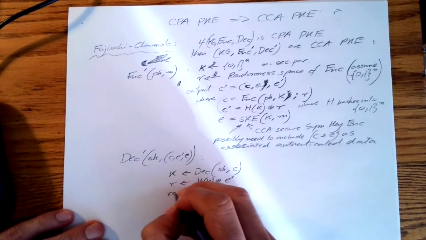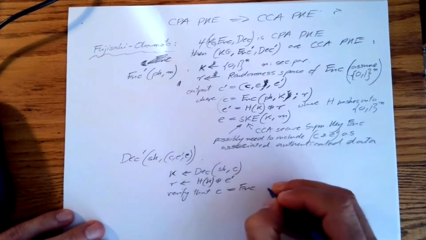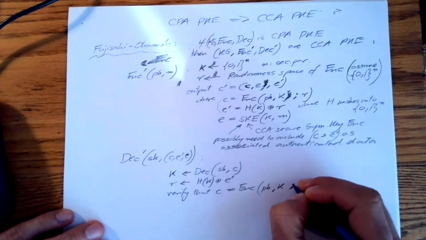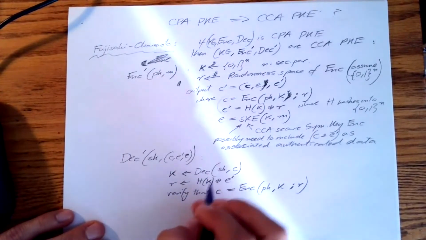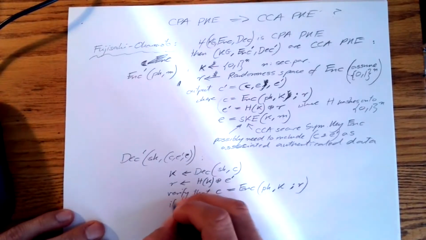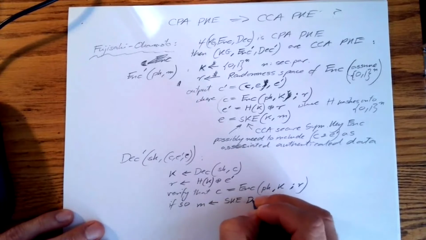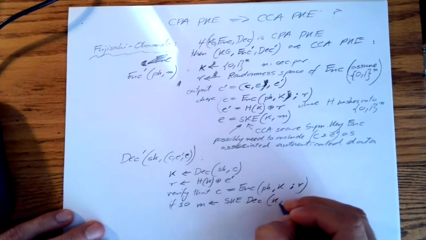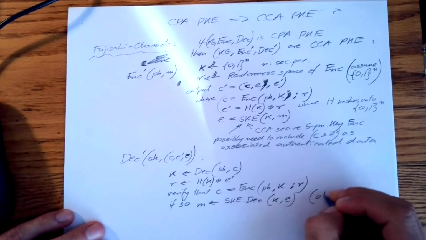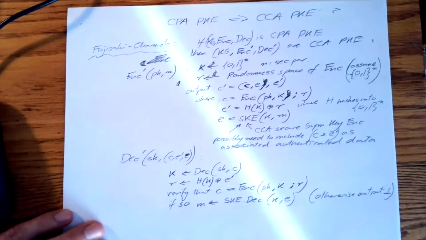Then you verify that C is an output of an encryption under the corresponding public key of this plaintext using this randomness. So you verify that the encryption was created correctly given this randomness. And if so, then output M, which is the SKE decryption using this key and this last part of the ciphertext. Okay, and if not, reject. So output the rejection.